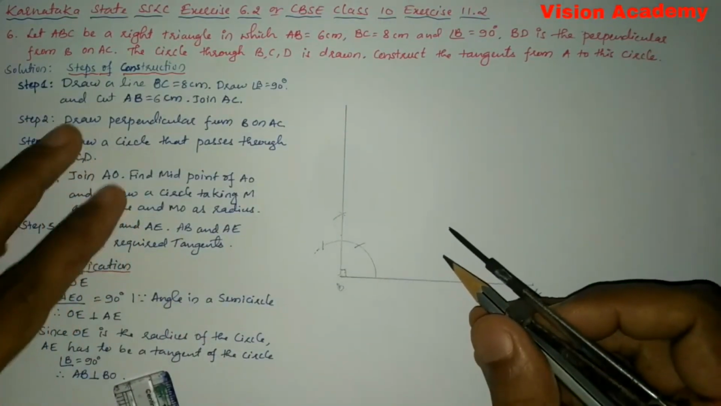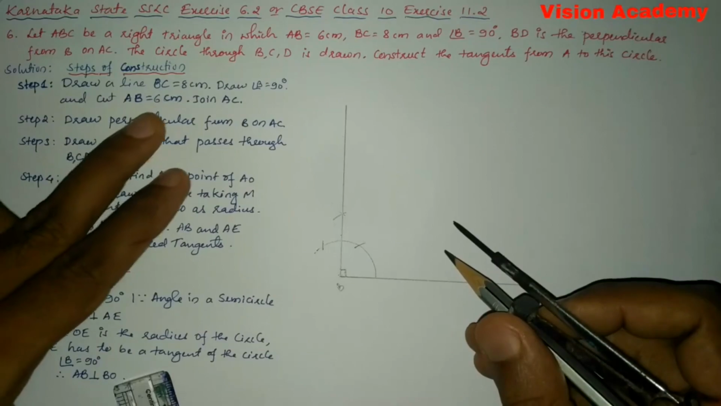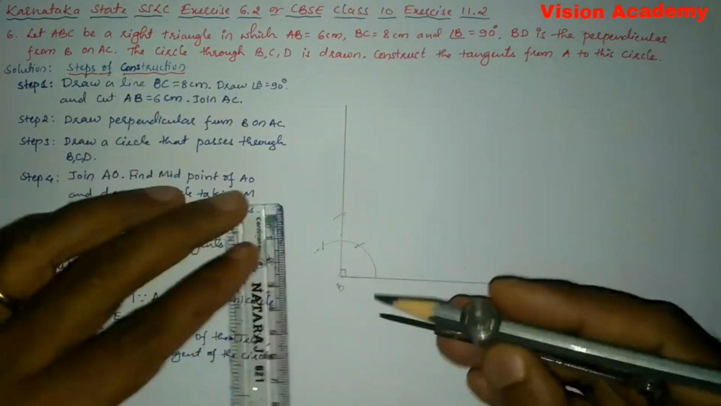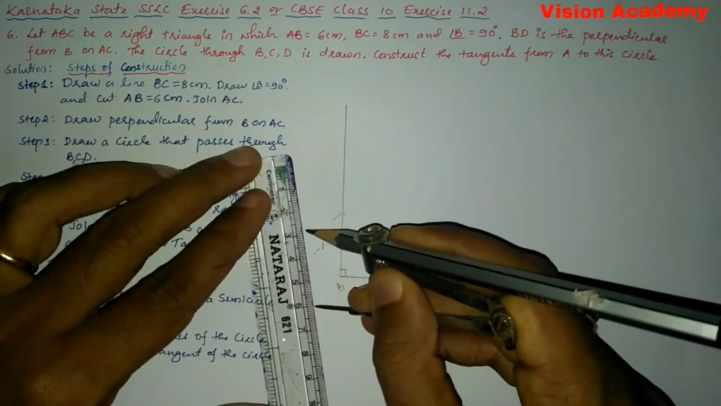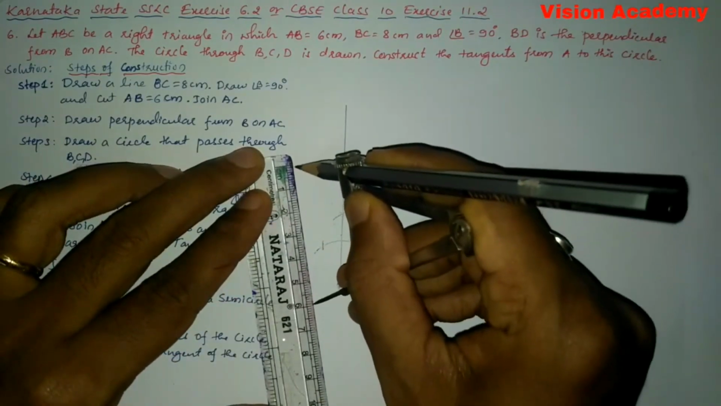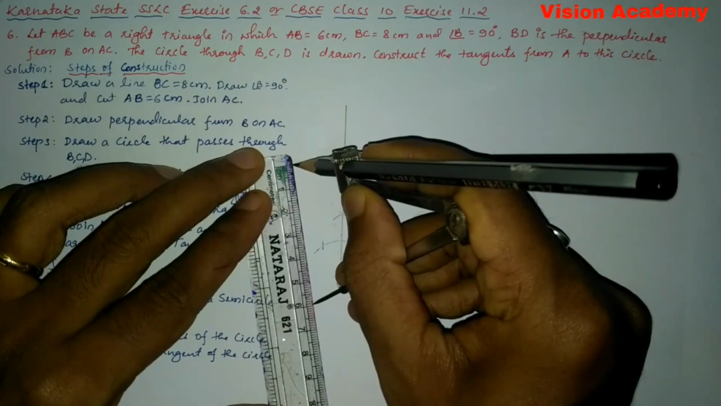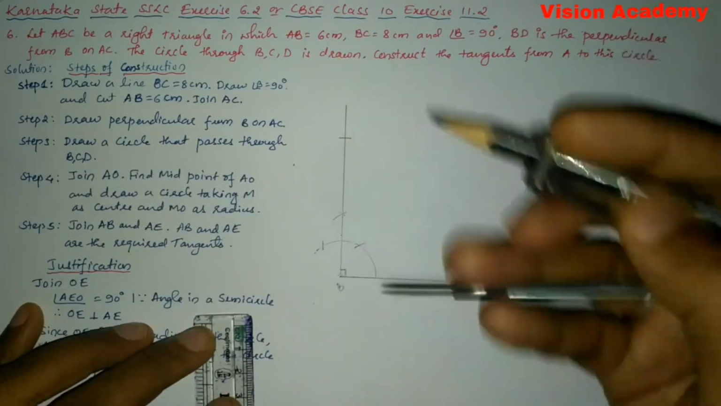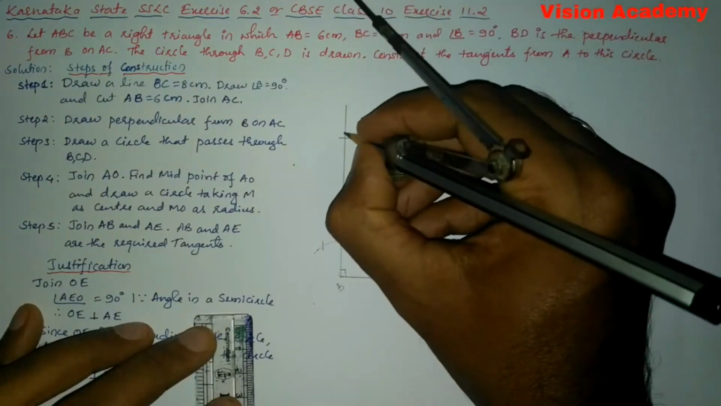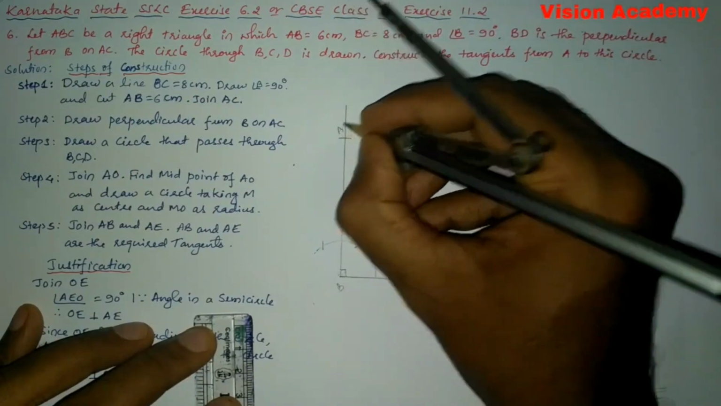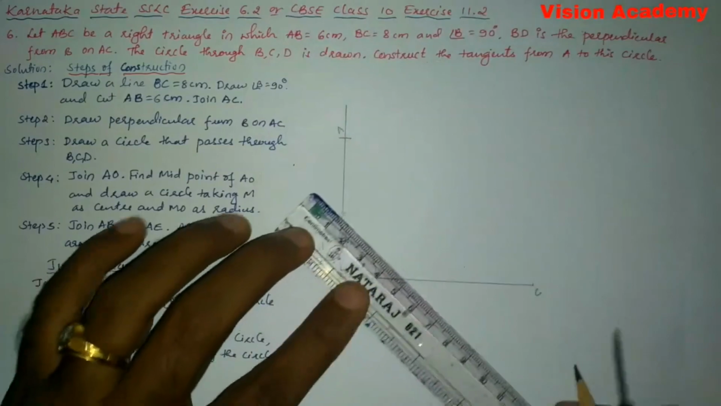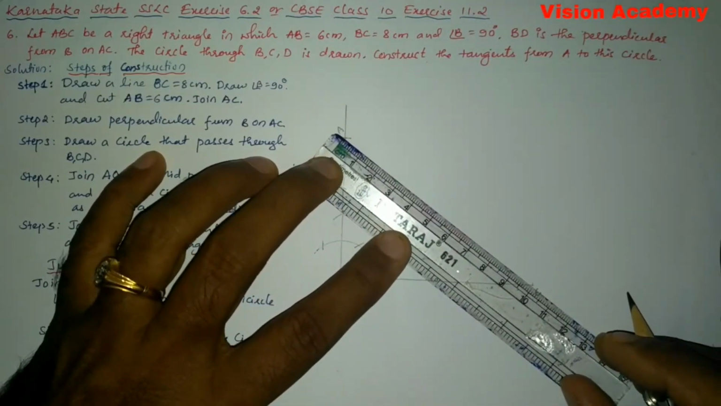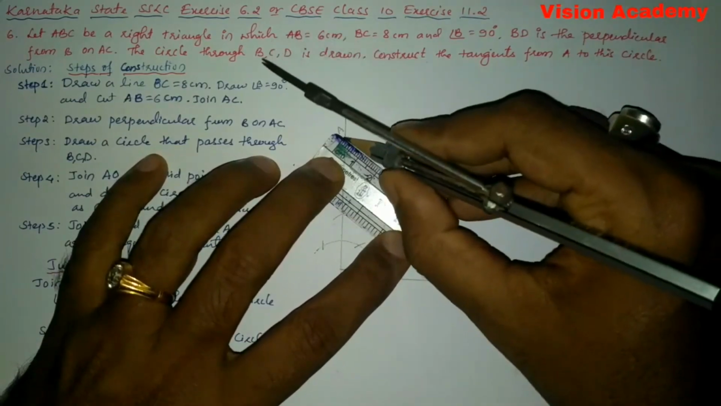Now let us move on to the next one and cut AB equal to 6 cm, because it is already given in the question. So let us take 6 cm in the compass, keeping on B, cut here. So here we got one point, name it as A. Next join AC.